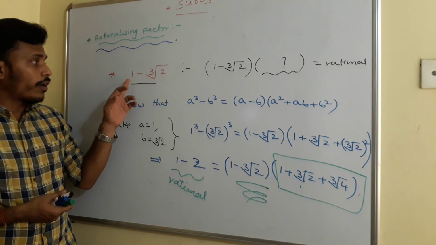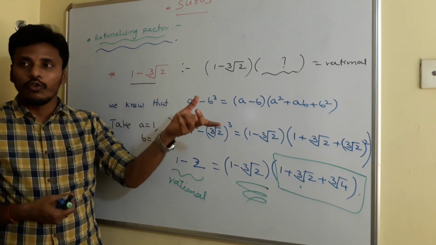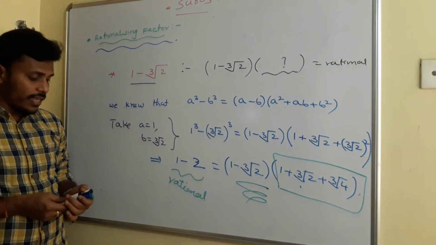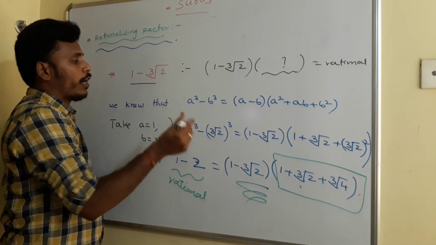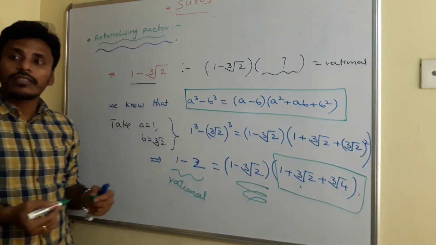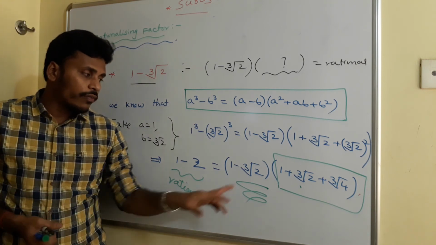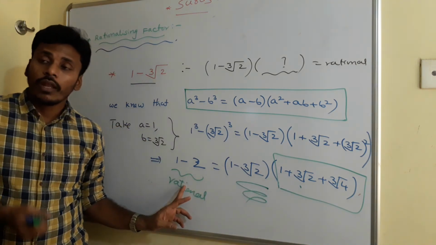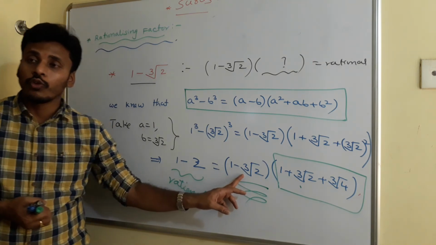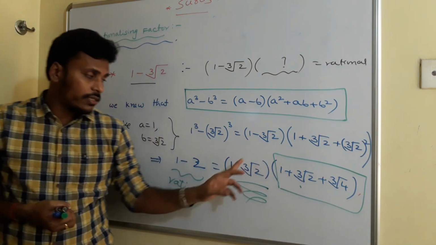Just have a look. For 1 minus cube root 2, the rationalizing factor is 1 minus cube root 2 into something you need to find. To find that missing one, to find that rationalizing factor, you just get the help of the a cube minus b cube formula. And that is a minus b into a square plus ab plus b square. You just replace a with 1, b with cube root 2, and on replacement you have this product as a rational number. So now you can announce that the rationalizing factor for 1 minus cube root 2 is this 1 plus cube root 2 plus cube root 4, and the rationalizing factor for this number is 1 minus cube root 2.